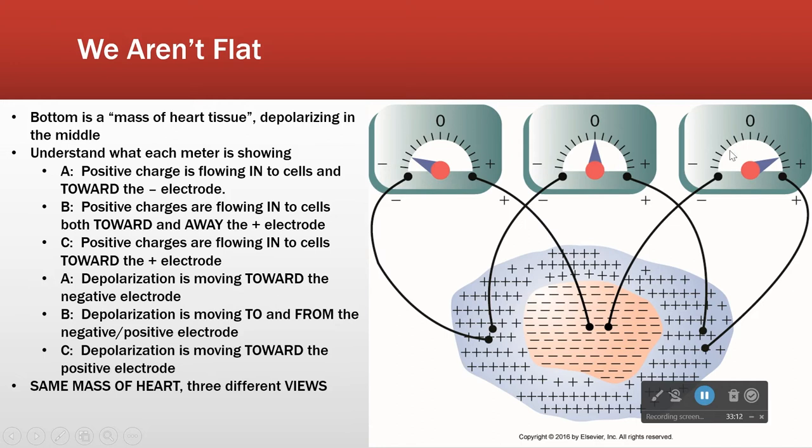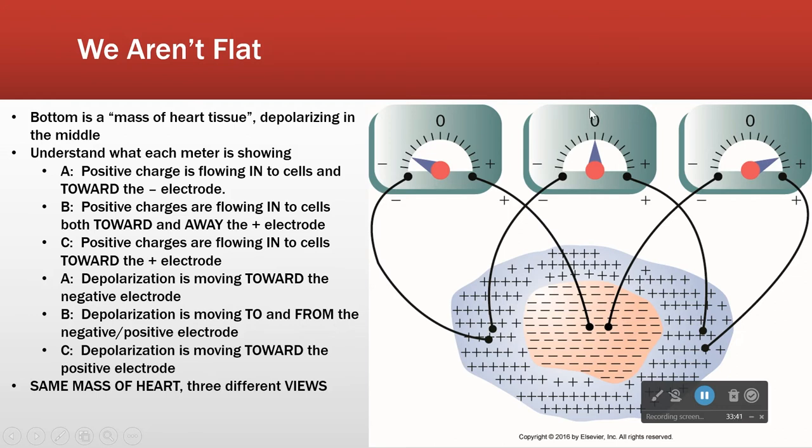Now, if we look over here, we've got our leads in different places. Here, our negative lead is in the negative area. Our positive lead is in the positive area. So we see a strong positive deflection. Same thing changing, two different views. See that? Then our middle one, we have our lead sort of on both sides of the negative area. And here we read zero, not because nothing's moving, but because it's approximately balanced.